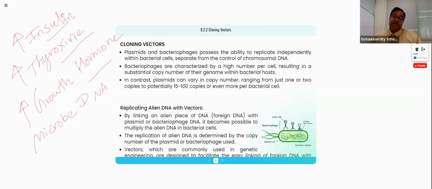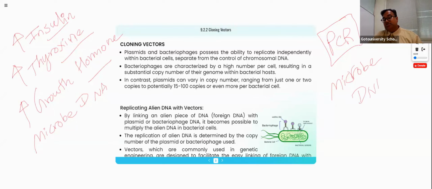The thyroxine gene we are also keeping as multiple copies. How is this possible? By using the PCR technique. So either you use PCR or you use microbial DNA to duplicate the given gene into multiple copies. Again, I'm repeating: to duplicate the given gene into multiple copies, either you use microbial DNA or you use PCR.